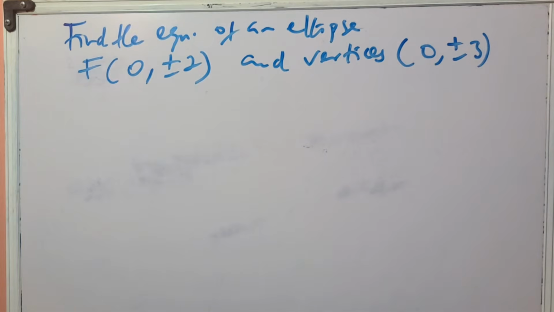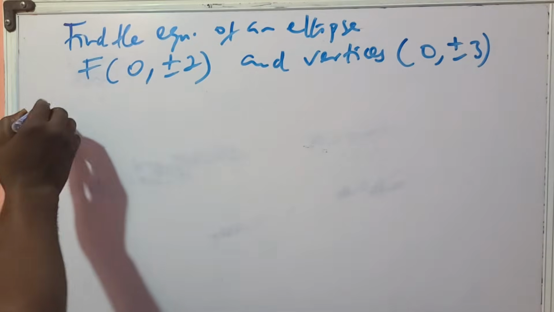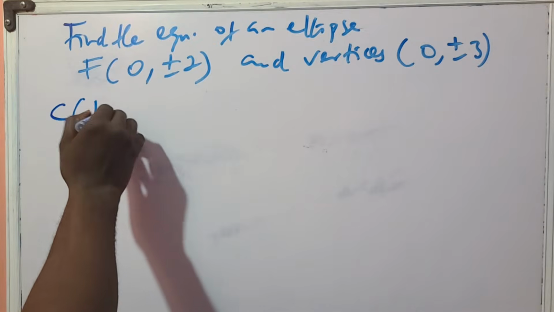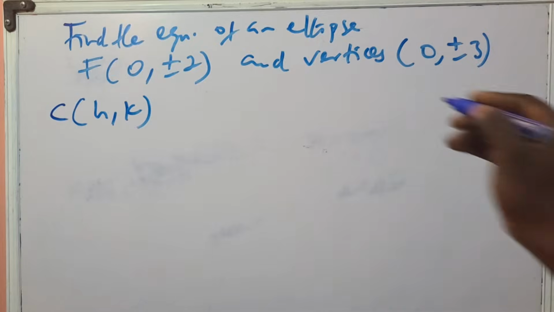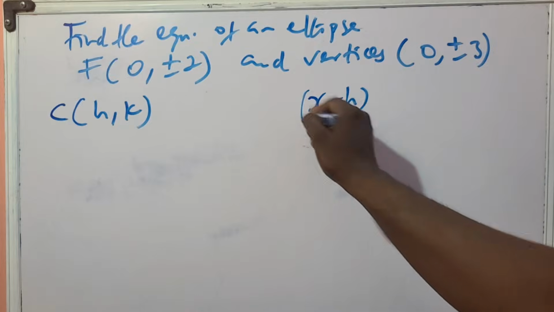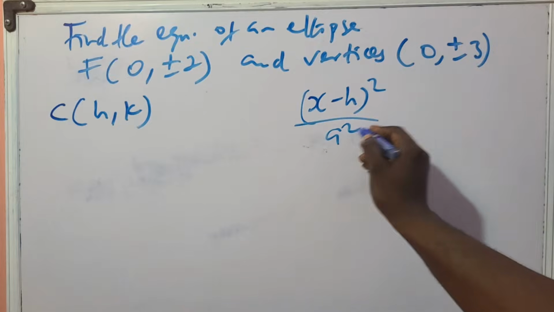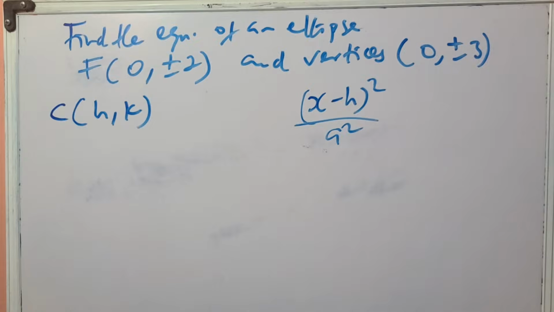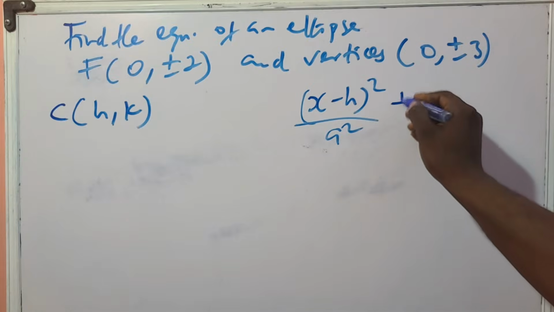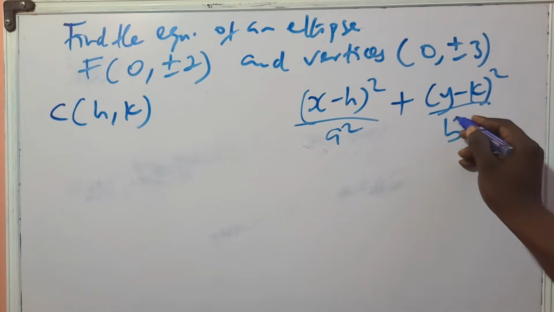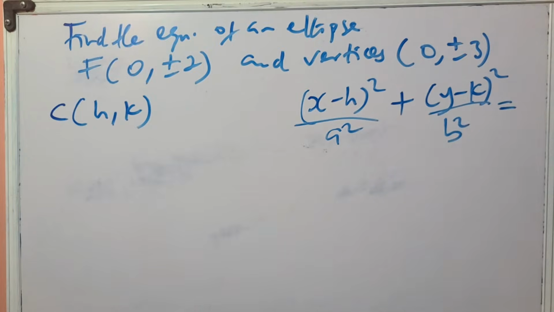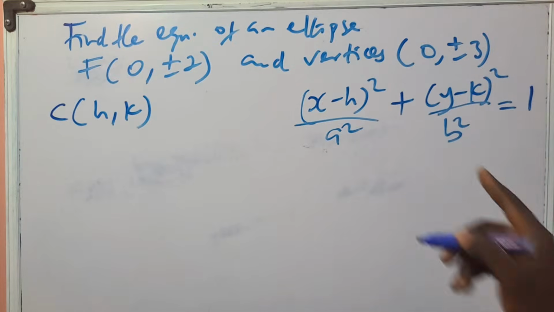What is the basis of foci? Your foci is always starting from, don't forget, the center of every ellipse, which is given as (h, k). And also don't forget the general equation of an ellipse. The general equation is given as (x minus h) squared over a squared, is it plus or minus? It's actually plus. Hyperbola is minus. Those are the basics you must never forget. Plus (y minus k) squared over b squared is equal to 1. So this is the basic general equation.